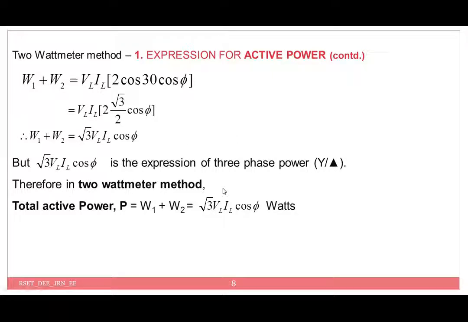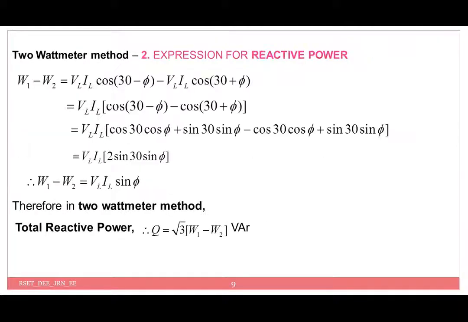So in the two wattmeter method, you just add the two wattmeter readings, and what you get is the total three-phase active power, which is equal to root 3 VL IL cos φ, and the smaller unit is watts and the higher unit is kilowatts. So the basic thing is that W1 plus W2 will directly give you the total active power consumed by a three-phase load when it is connected in star. You will also find that you get the same expression if the load is connected in delta also, but for the time being I will be taking only the star connection.